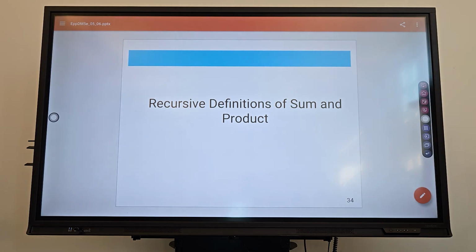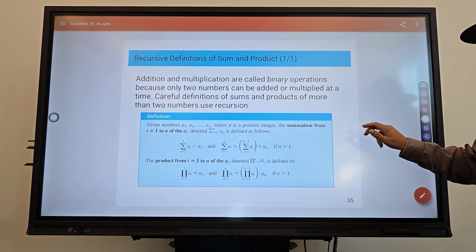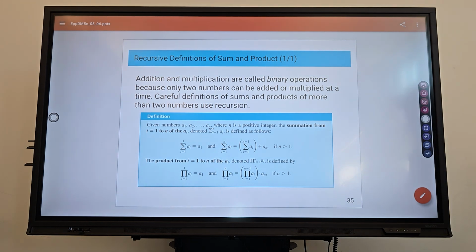Recursive definitions of sum and product. Addition and multiplication are called binary operations because only two numbers can be added or multiplied at a given time. Careful definitions of sums and products of more than two numbers use recursion. Given the numbers a_1, a_2, etc. to a_n, where n is a positive integer, the summation from i equals 1 to n of the a_i, denoted with that notation, is defined as follows.